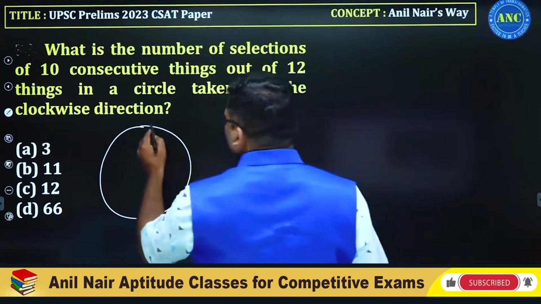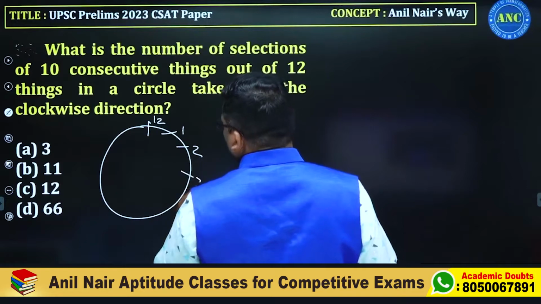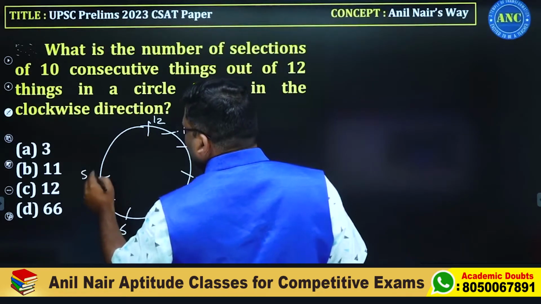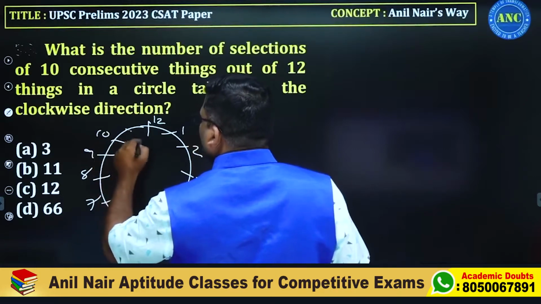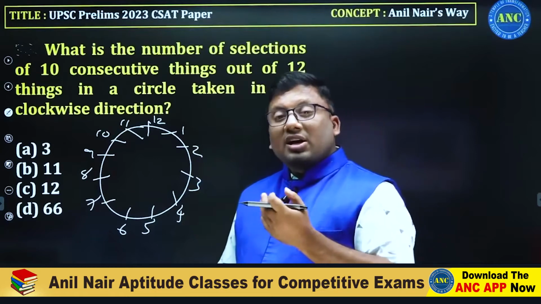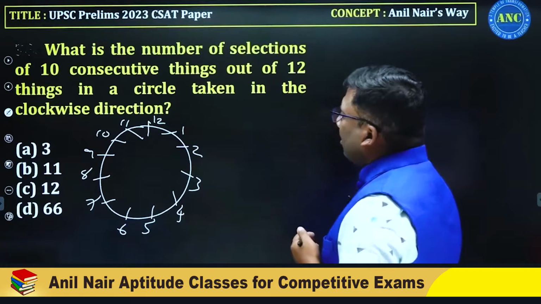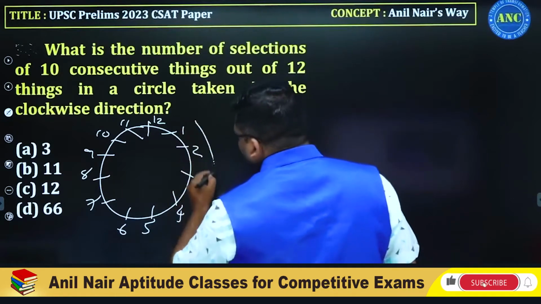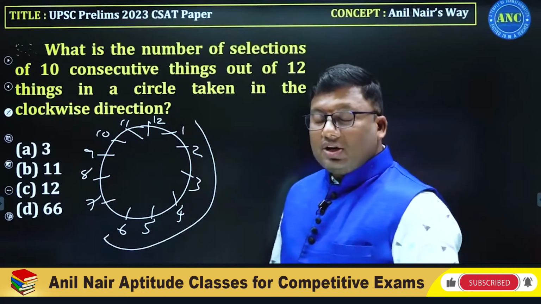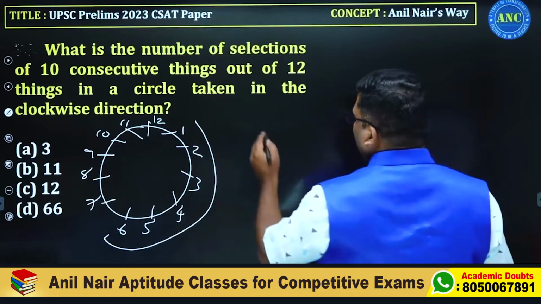Let me number the 12 things as 1, 2, 3, 4, 5, 6, 7, 8, 9, 10, 11, 12. Out of those 12 things, I have to take 10 consecutive things, and you need to take them in a clockwise direction. You can solve this question in multiple ways. I will tell you 3 ways.